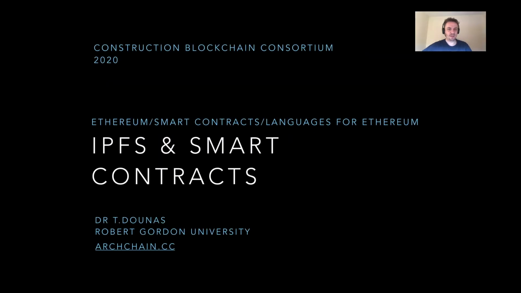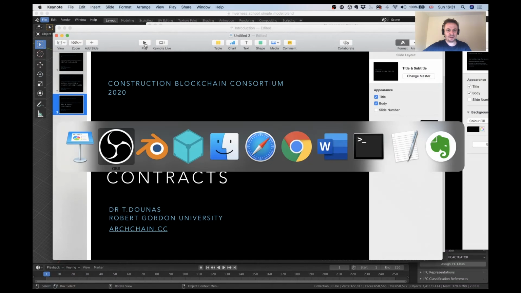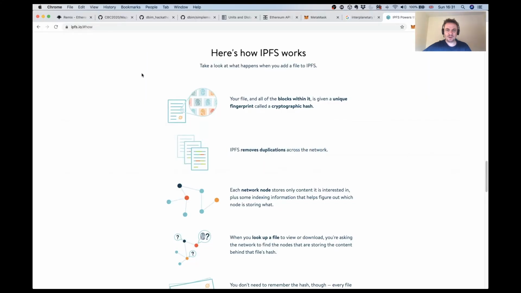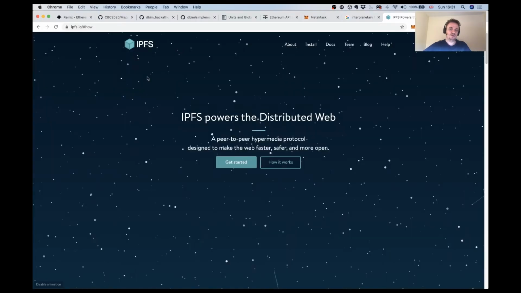We will be discussing the interplanetary file system and a connection with the smart contracts on Ethereum. What is the interplanetary file system? Essentially, this is a distributed web. It is a peer-to-peer network which can be used to host files or any kind of website you might want to host.